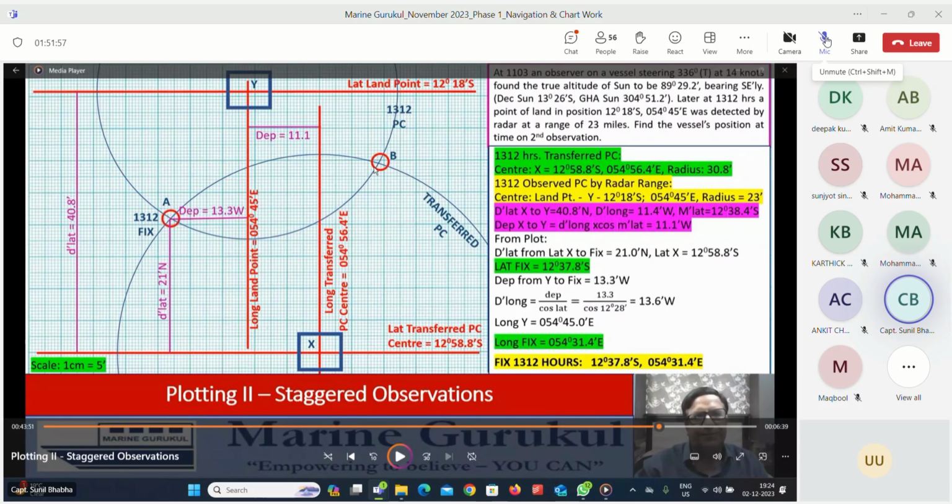Point B is cancelled out because it is mentioned that the GP of the sun, or the sun, is southeast of the vessel. So sun is at point X. If B is our position, it will be southwest. So B is cancelled out. A is the fix.